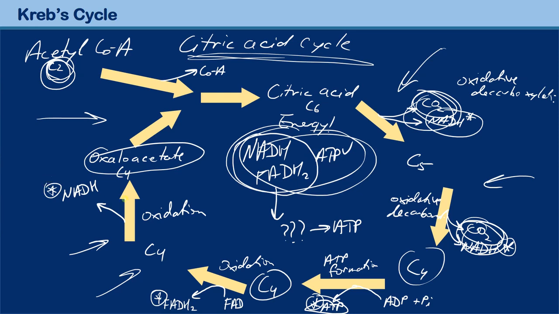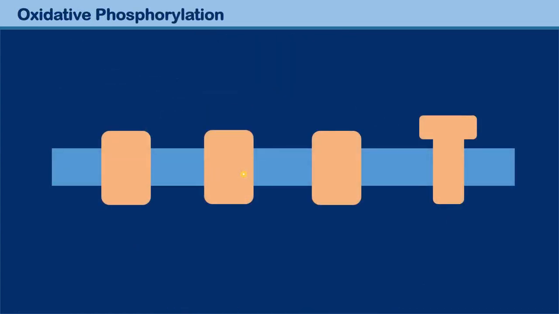Now let's move on. The next step is we want to convert the high energy electrons into ATP. Oxidative phosphorylation, also known as the electron transport chain. Where does it happen? In the mitochondrial membrane, the inner membrane. The mitochondria have 2 membranes, and that's the membrane over here.